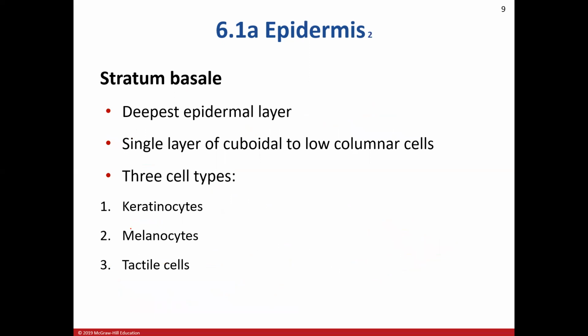So stratum basale is important. Here's where you have your melanocytes, which contain a protein called melanin. And this is a pigment that protects us actually from UVB radiation and UVA radiation. And there's keratinocytes here, and tactile cells are sensory. When you hear tactile, touch. So sensory cells, nerve tissue.